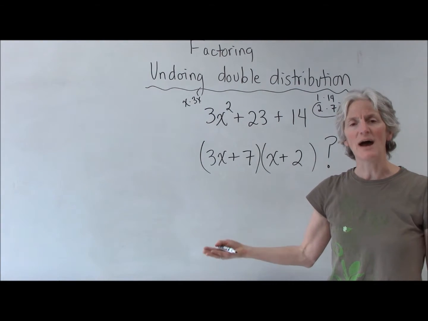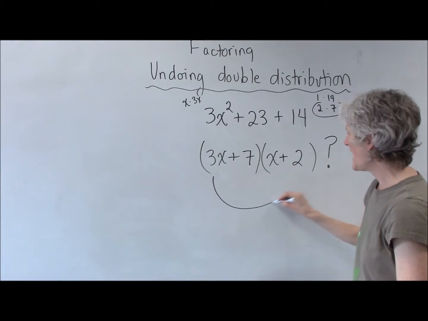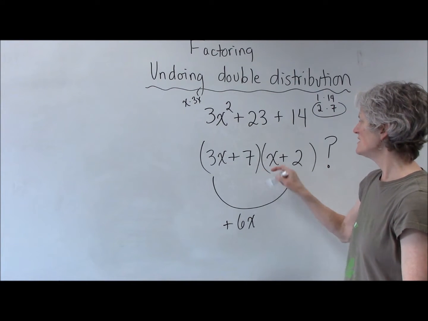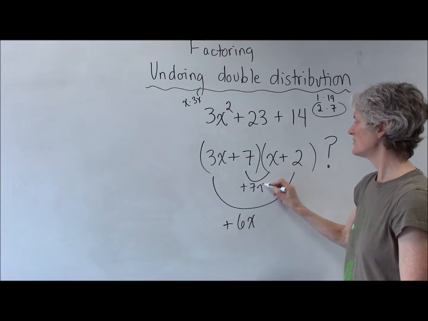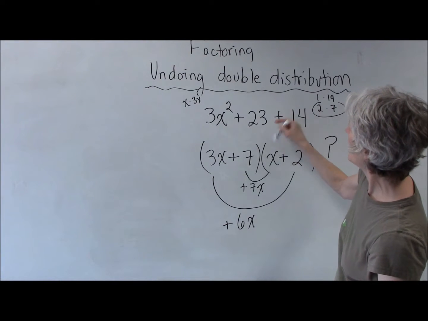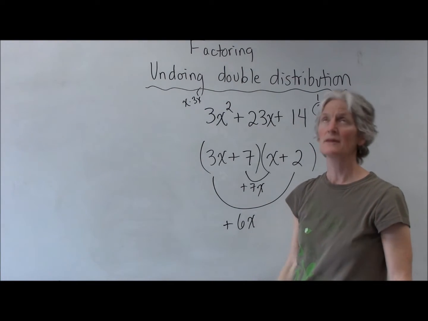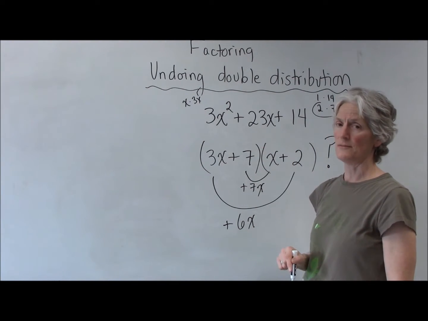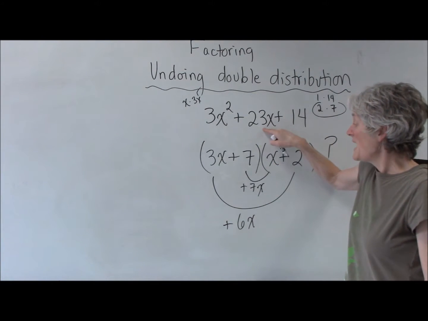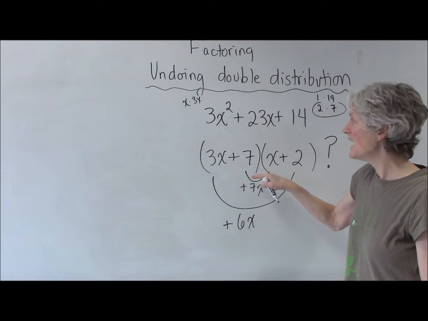By multiplying it out. So 3x times x gives me my 3x squared. 3x times 2 is going to give me a 6x. 7 times x is going to give me a 7x. And those have to combine to give me 23x. Okay, what am I missing there? I'm missing an x. Why didn't any of you tell me I was missing an x this whole time? Oh my goodness. Okay, well I'm putting it in there now. So, does the 6x and the 7x give me a 23x? No, it does not. This did not work.